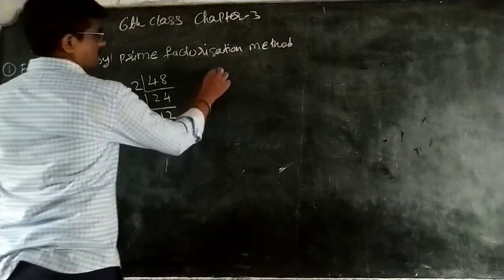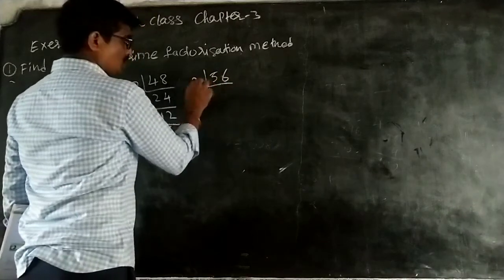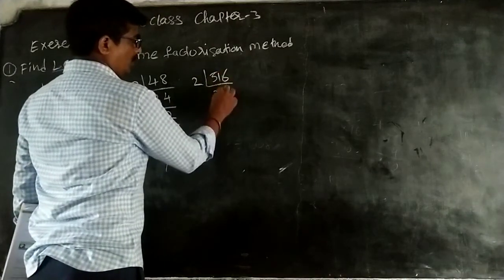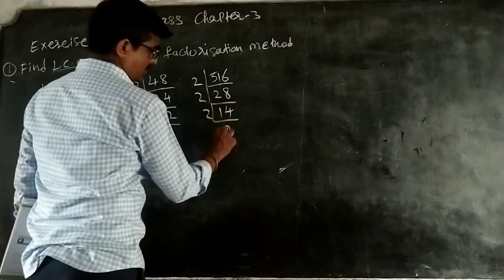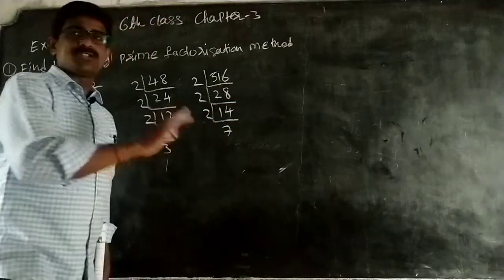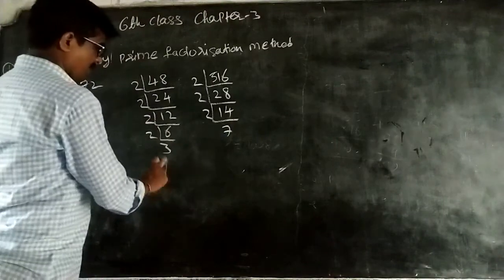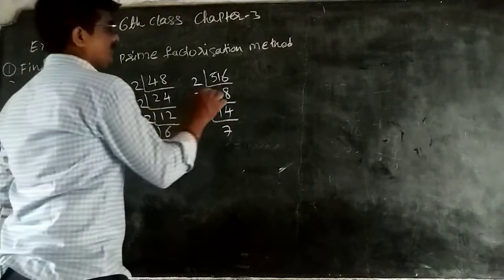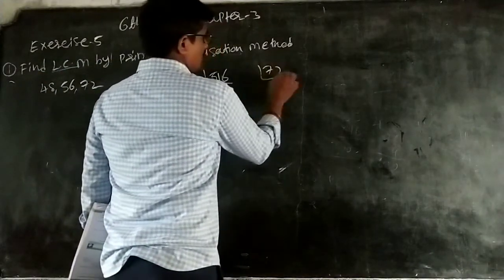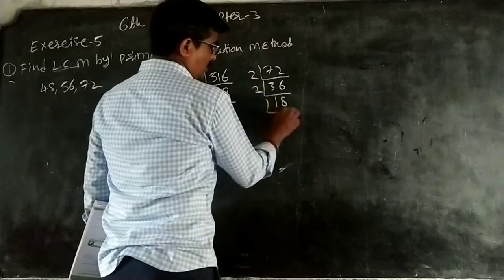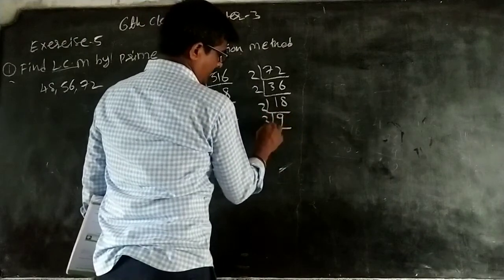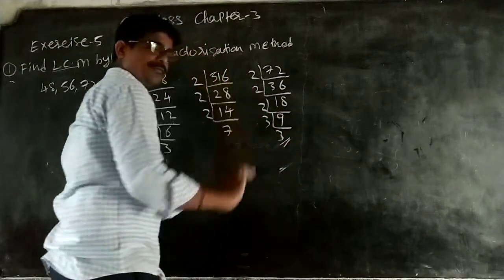Next, 56. For 56 you write 2, 28; 2, 14; 2, 7. Whenever a prime number comes, you have to stop there. Here also 3 is a prime number, that's why I stop here. Next 72: 2, 36; 2, 18; 2, 9; 3, 3. 3 is a prime number, that's enough.